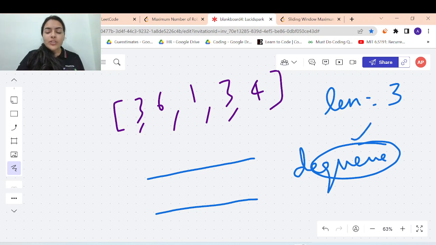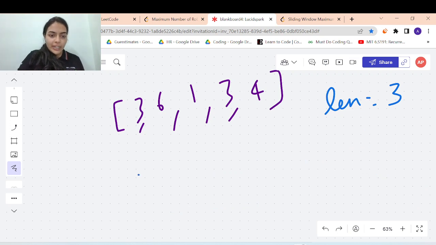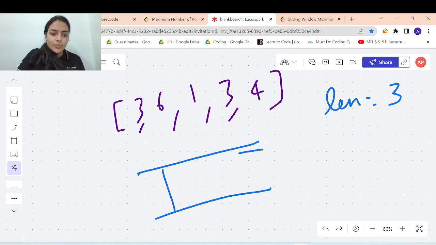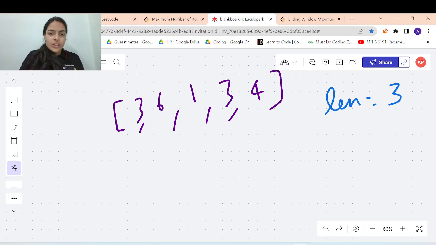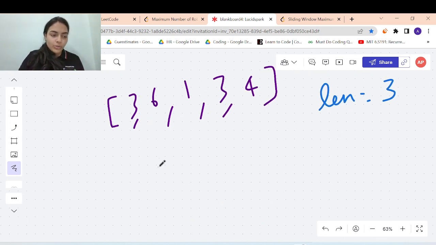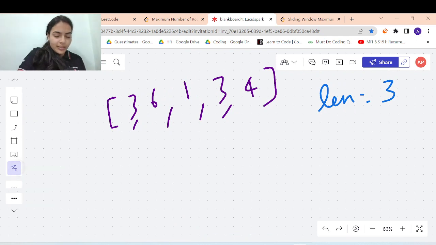Now what is a DQ data structure? See, a queue is only one way, right? In a queue, it's only one way because you can only access the front element. But in a DQ, you can access both the front and the back element. You can access both the elements, okay? So let's try to understand how to find out the maximum element for every subarray that we are taking.